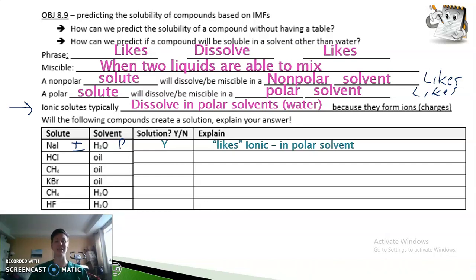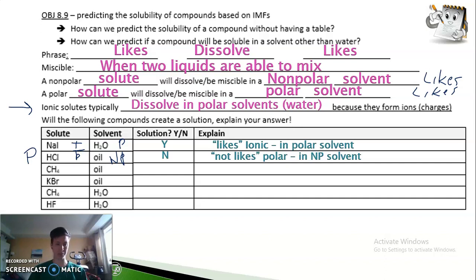So the next one we have is HCl. So we have hydrogen and chlorine. They're both nonmetals, but if you look, they're really far apart on the periodic table. So that would be a polar solute, that should say P, and oil. We just talked about oil being nonpolar. So here you have something that's polar and something that's nonpolar. Those are not going to form a solution because they are not likes. It's a polar solute, but it's a nonpolar solvent.